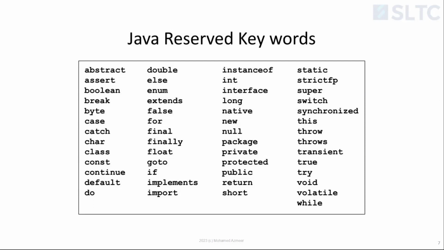So we have 13 per line, right? We have 13 per line into 4 lines, that is 52. There's one extra on the last line, so that makes it 53 words. So Java has only 53 words, so we call them reserved keywords.